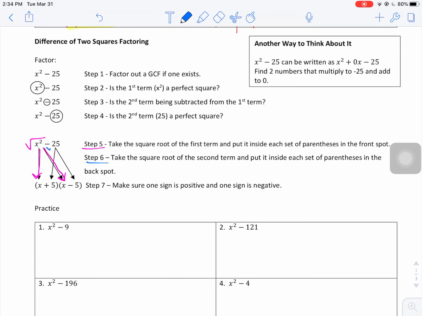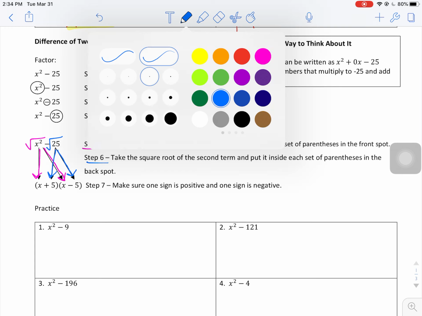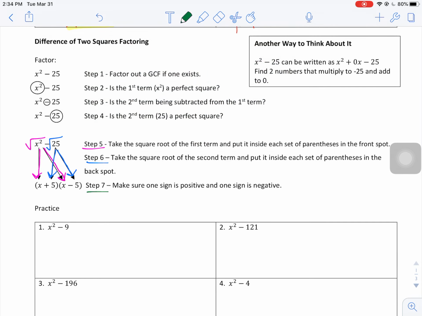Step 6, take the square root of the second term and put it inside each set of parentheses in the back spot. Notice you're going to ignore the minus sign. So you're not doing square root of negative 25, you're just doing square root of positive 25. So square root of 25 is 5, so put a 5 and a 5. And then the last step, step 7, just make sure that you do a plus in one of the sets of parentheses and a minus in the other set of parentheses. It doesn't matter which one's which.